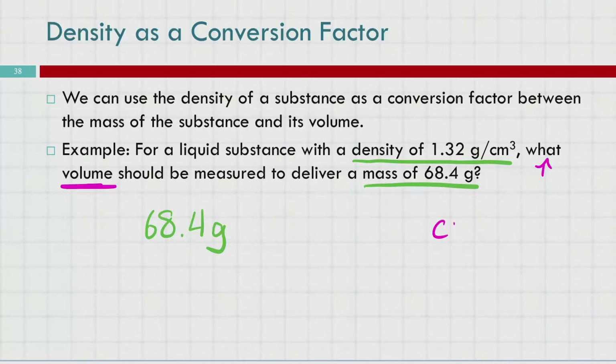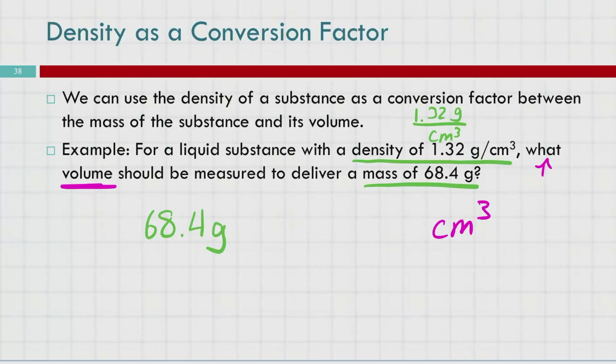Centimeters cubed. So we want to get to cubic centimeters, so we need to get rid of our grams and get cubic centimeters, and that's going to be done using this 1.32 grams per cubic centimeter. So it might be helpful for us to rewrite the grams per cubic centimeter part here. So 1.32 grams over cubic centimeters.